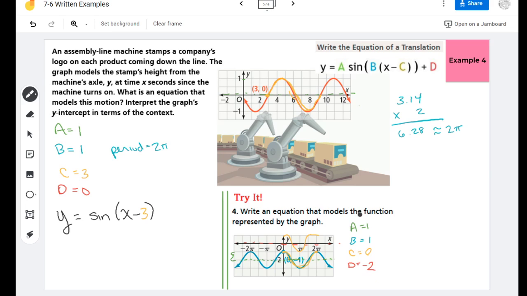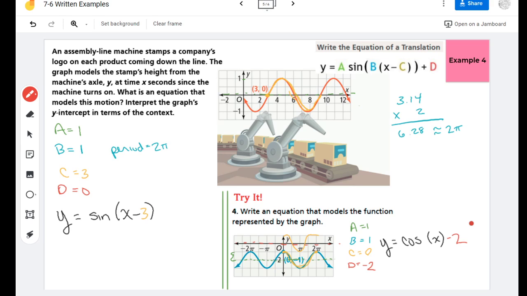And so now that I know A, B, C, D, we're going to write out that equation. So I have y equals, I would put the A, but my A is 1, so it doesn't matter. And then the cosine. And then I would put my B, but my B value doesn't matter because my B value is 1, and 1 times x is just x. And then I would put my -c, but my c is 0, so it doesn't really matter. And then I would fill in my D, -2.